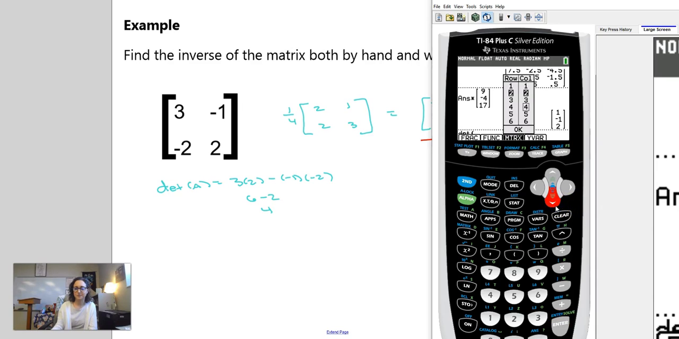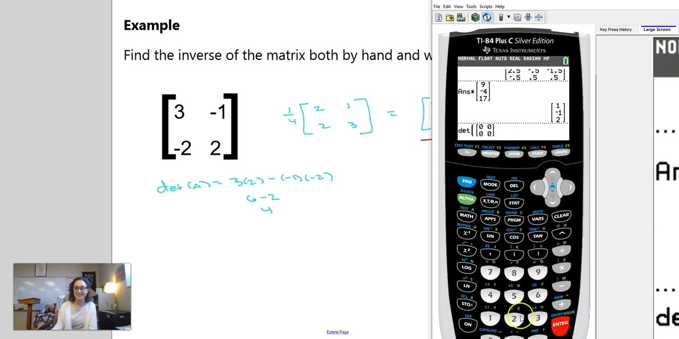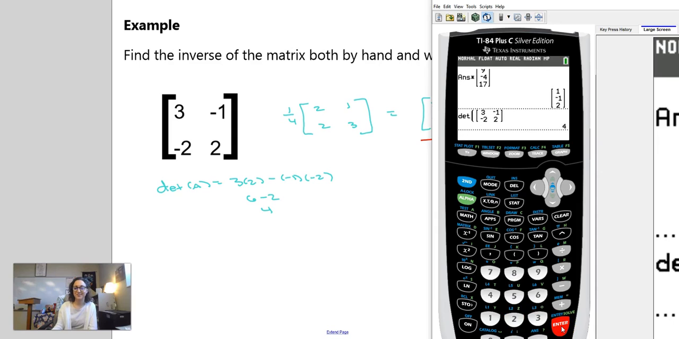Just want you to, whatever calculator you have, know how to work it. It's either like the 84 or the Desmos calculator. So we've got 3, -1, -2, 2. We got 4 by hand. Let's see if our calculator gets 4 as well, and it does.